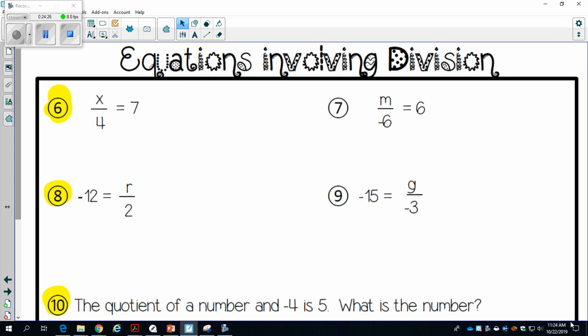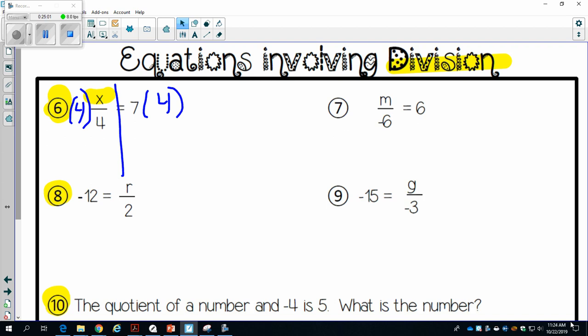So the first equation involves division. We're going to undo division by multiplying. You can see that we have division because we have the division bar for number 6, and we're going to isolate x. x has been divided by 4. The way we undo multiplication is by division, and the way we undo division is by multiplying. So we're going to multiply x divided by 4 by 4, and we're going to multiply 7 by 4. So we simply multiply both sides by 4.